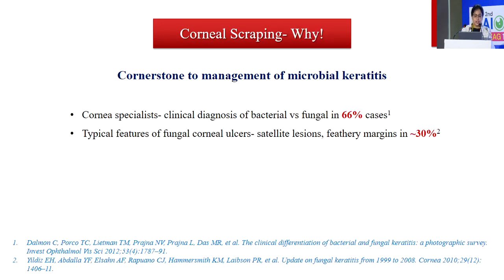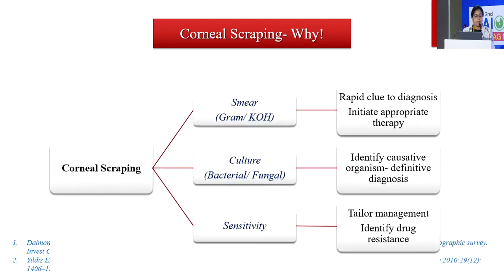So why? It's the cornerstone to the management of microbial keratitis. Even experienced cornea specialists, when they rely on typical features of feathery infiltrates or a dry looking ulcer, can diagnose bacterial versus fungal correctly in only 2/3 of cases. 1/3 still you cannot come to a diagnosis even with clinical experience. The typical features of fungal keratitis such as satellite lesions, feathery margins, etc., are present in only 30% of cases, and the rest may not be that easy to make out based on your clinical examination alone. So corneal scraping is imperative.